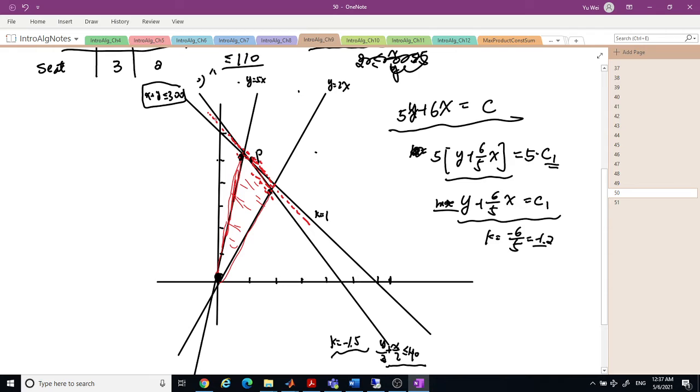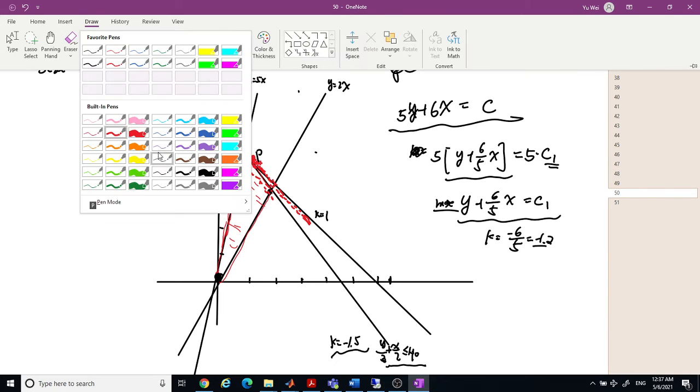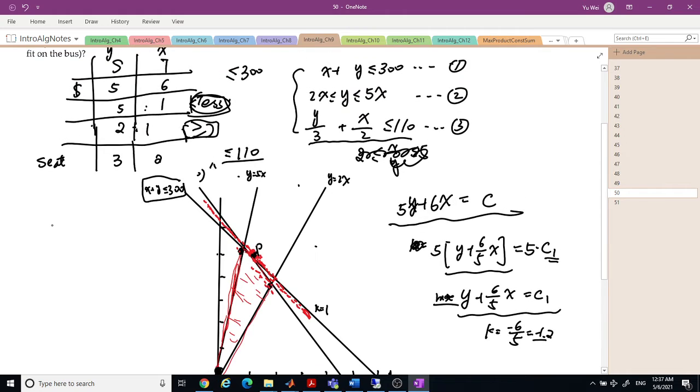So to be outside of the region, we need to pass through the point P. When we pass through the point P, this line is only touching the point P and is outside this region, and this will give the maximum value, right? So now we need to solve for the point P. The point P is from x plus y equals 300 and y over 3 plus x over 2 equals 110.